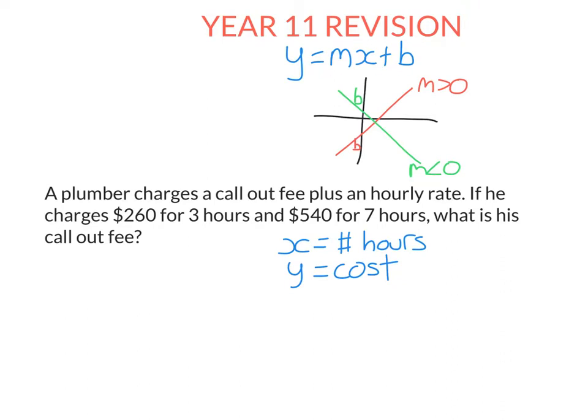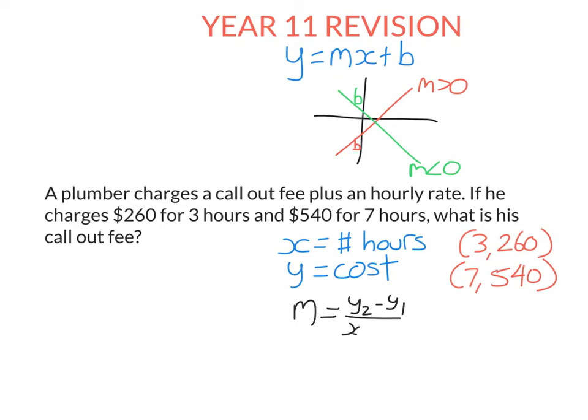So it may not look like it, but this is actually asking us to find the equation of a line between 2 points. So the first point is hire 3 hours and cost is $260, and if we hire for 7 hours, cost is $540. So I'm going to find the equation of the line passing through these 2 points. So to find the equation of a line, you first find the gradient. So remember, y's go on top when you're finding the gradient.